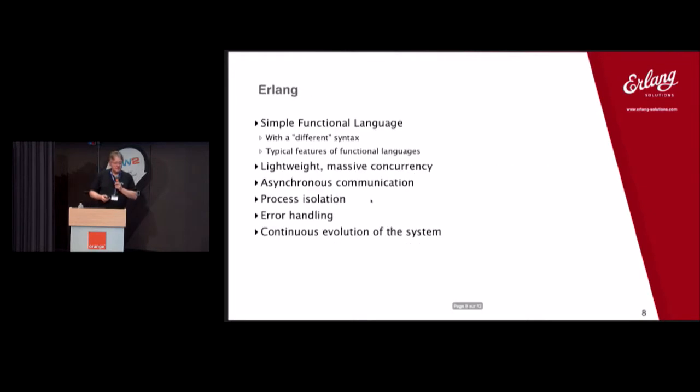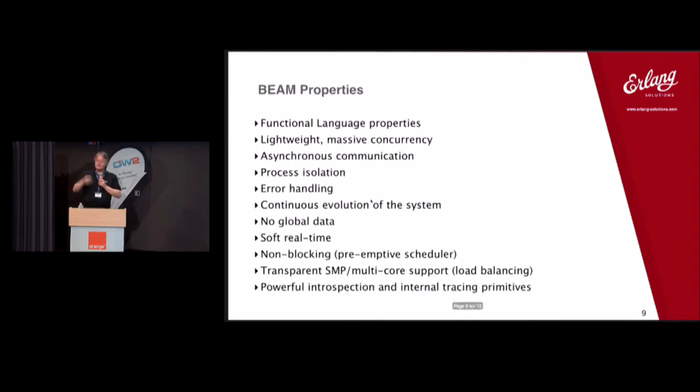So, yeah. And I just want to say, all this went into the Erlang language. It's a simple functional language. It has the concurrency primitives in there, the asynchronous communication, the error handling, etc. All this is in the language. It also went downwards into the implementation of the virtual machine, which contains support for all these things. So the functional language properties, lightweight massive concurrency, and we are truly talking massive concurrency here.